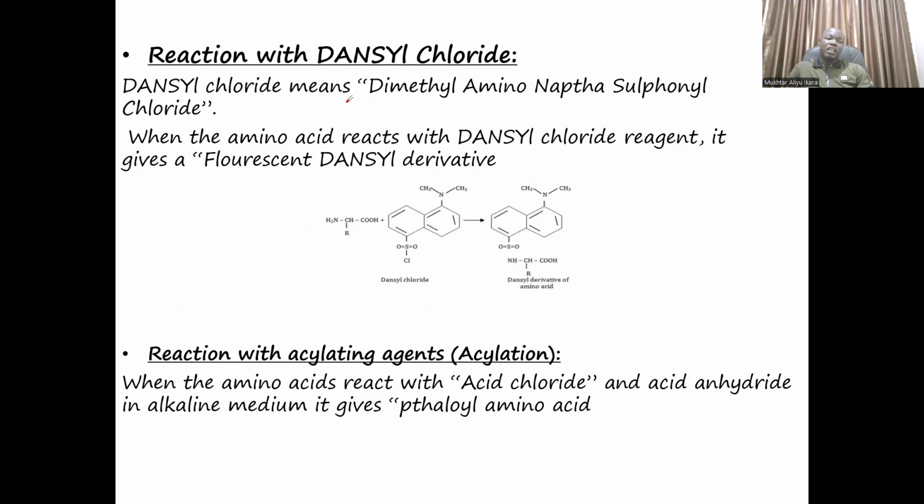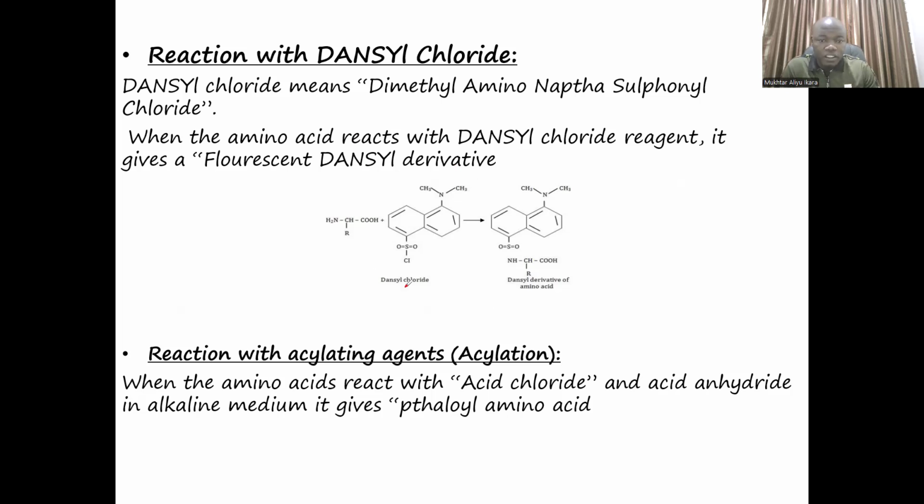Then the next type of reaction is the reaction of an amino acid with dansyl chloride. Here, if you can see clearly, in dansyl chloride the D stands for dimethyl, A stands for amino, naphtha sulfonyl chloride. So dansyl stands for dimethylamino naphthalene sulfonyl chloride. When dansyl chloride reacts with the amino acid, it generates a fluorescent dansyl derivative.